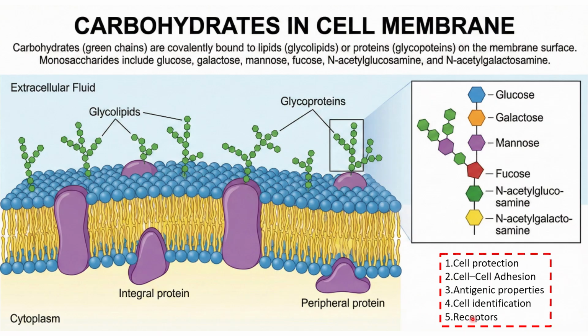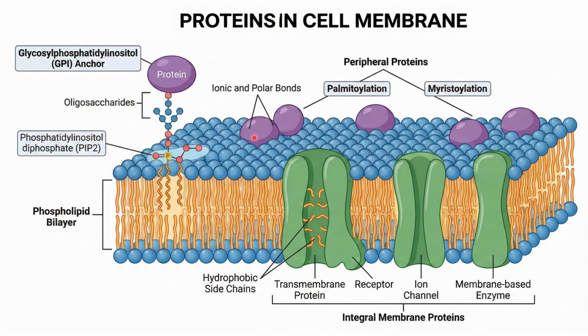And finally, receptors. Most of the receptors are glycoproteins. So glycoproteins are present on the cell surface membrane. Those are recognized and helpful in cell signal transduction. Coming to the proteins in the cell membrane, they are attached on the surface of the cell membrane.